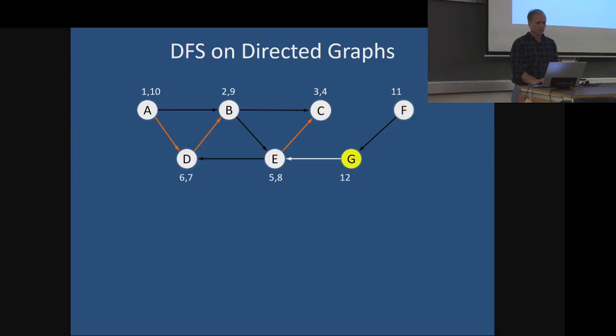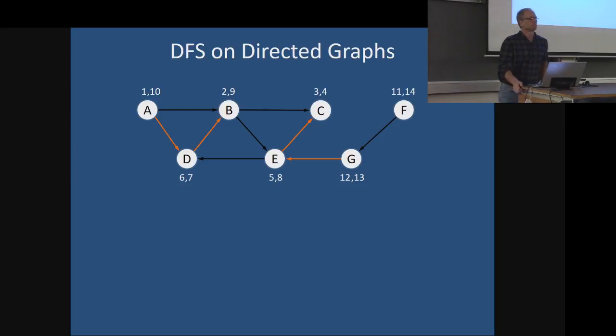G gets 12, 13, and 14. So that is what happens when you do a depth first search on a directed graph. Now, are there any questions about that? This is something that you need to get good at, to be able to do in your head as easily as I can do it in my head.